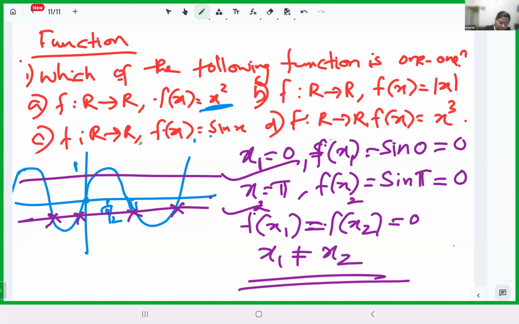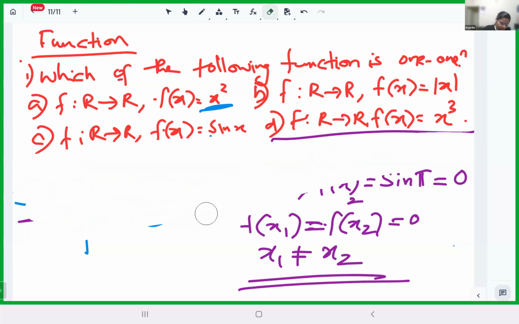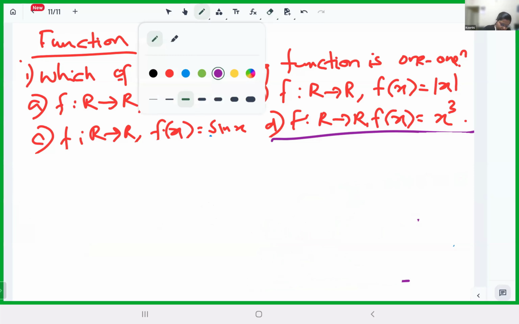Now what can you say about the function f of x is equal to x cube? Is that 1, 1 or not? Now only the one option is remaining. So definitely it will be 1, 1, right?